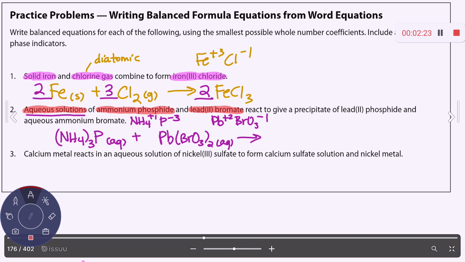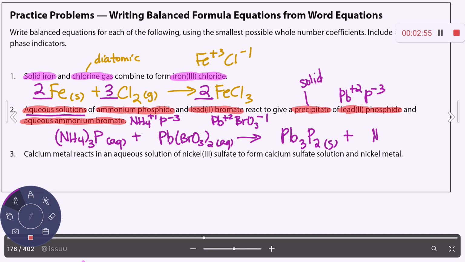And those react to give, so I have an arrow, a precipitate of lead 2 phosphide. So this would be Pb plus 2 and P minus 3. So that means I have Pb3, P2. Precipitates are solids. So its state of matter needs to be included. And then we have aqueous ammonium bromate. Okay, so that would be NH4 plus 1 and BrO3 minus 1. So that means I just have 1 of each ion. And then I put the AQ after it.